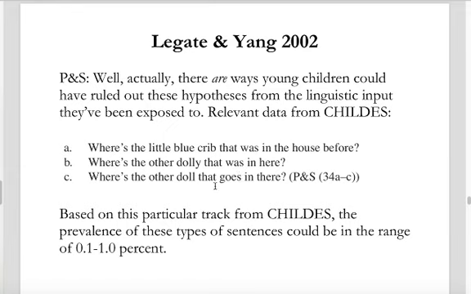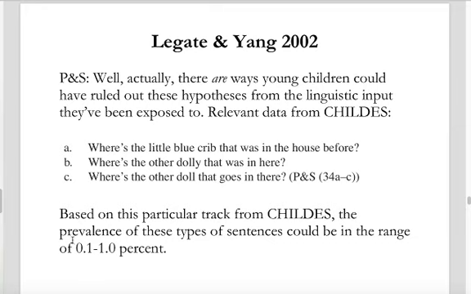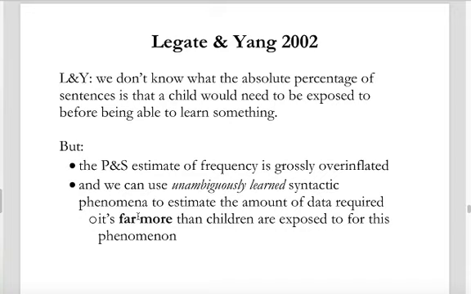And if that's true, then it seems like, of course, children could learn this from the data if they're getting that many sentences of this type. Here's the thing, though. We don't know what the absolute percentage of sentences is that a child would need to be exposed to before being able to learn something, right? So we can't look at this number and say, oh, well, if they're getting 1 in 1,000 sentences of this type, they'll definitely learn it. We don't have a number like that. We just don't know that about child language acquisition.